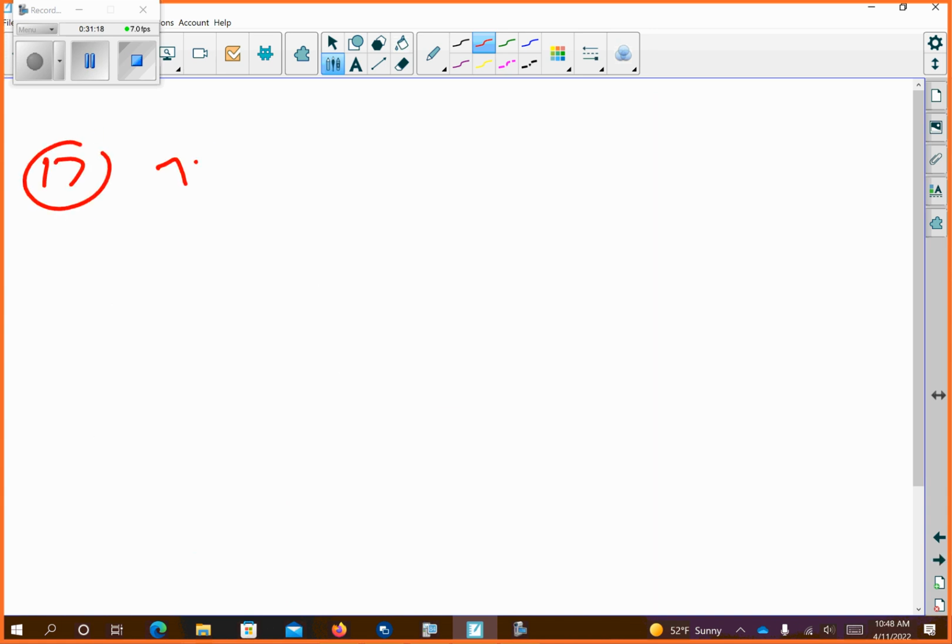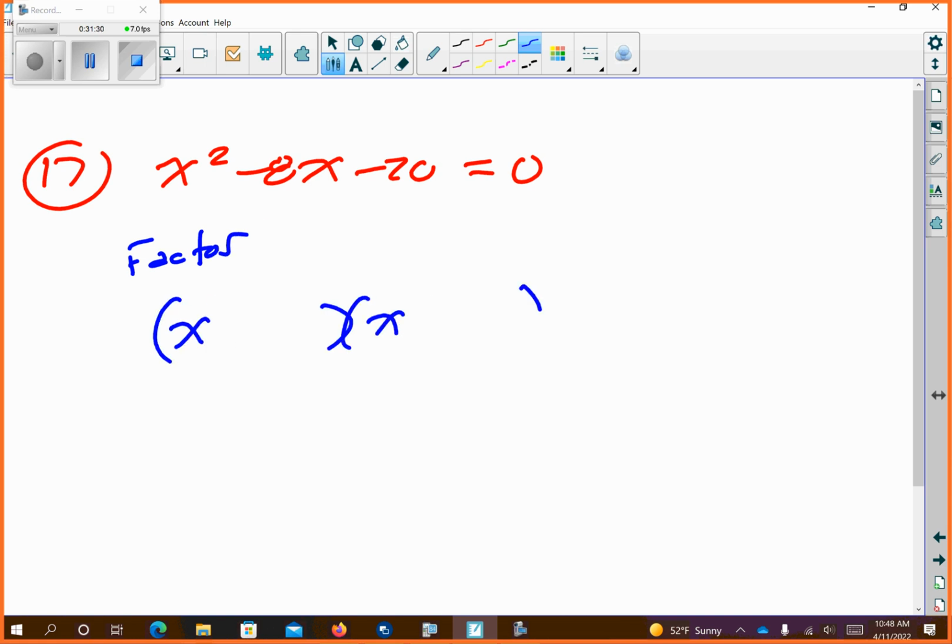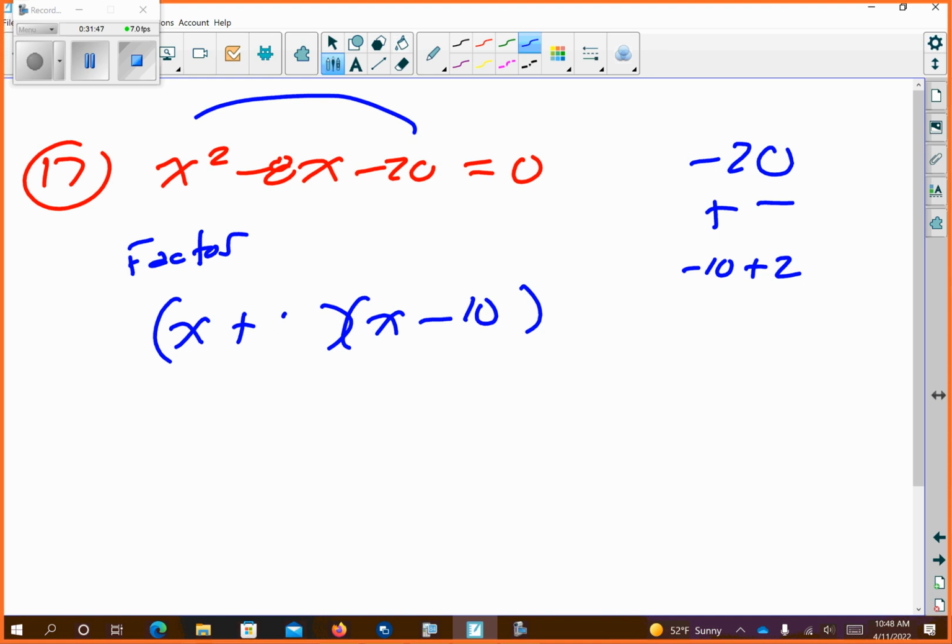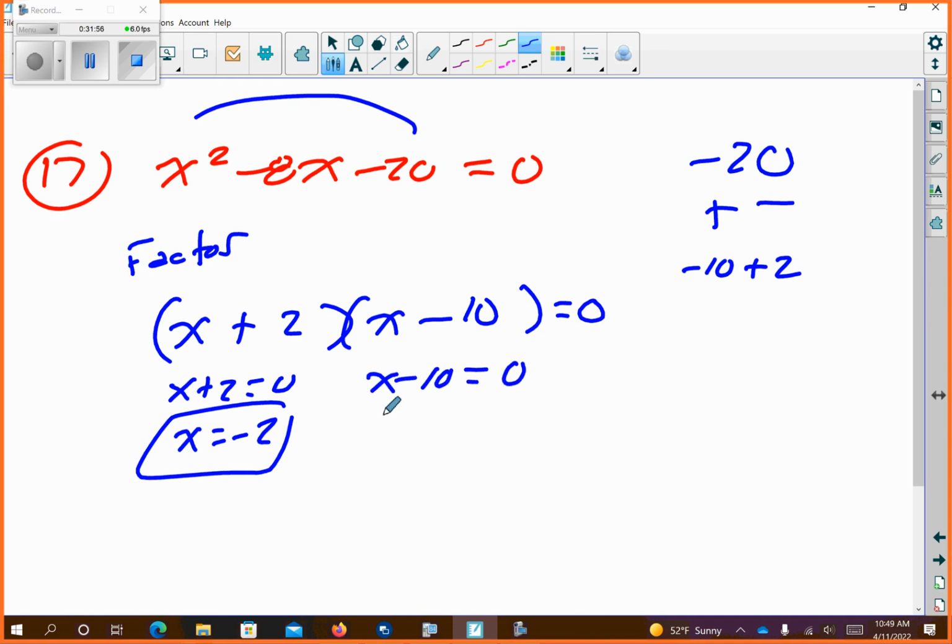Number 17, x squared minus 8x minus 20 equals 0. You might want to try to factor this one. So I get x and x. I have one positive, one negative. So I get negative 20. One's positive, one's negative. What factors of 20 would add up to negative 8? And that would be a negative 10 and a positive 2. So negative 10, positive 2, set those equal to 0. There's one answer. Add 10. There's my second answer.